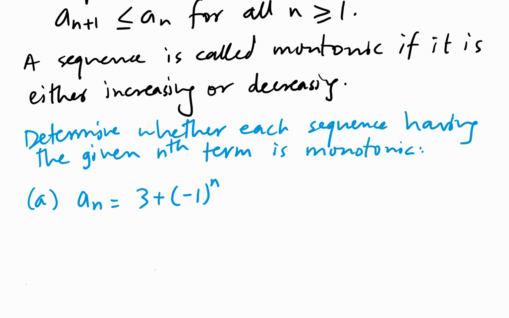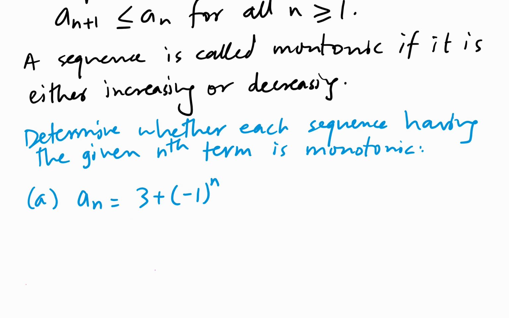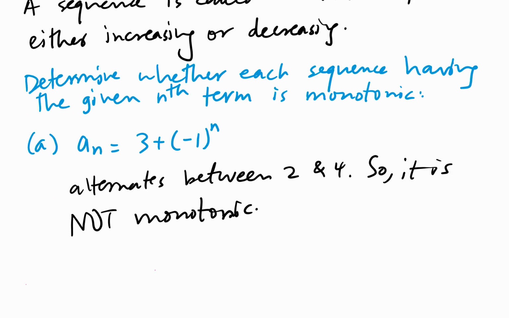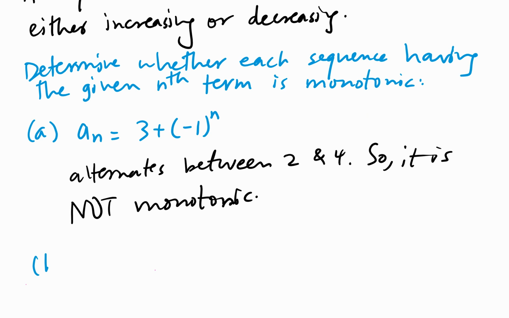So this one, we worked with this one earlier. When you plug in 1, 2, 3, 4, this alternates between 2 and 4 in value. So it is not monotonic. Not monotonic. Part B, let's call it b_n. It's 2n over 1 plus n.